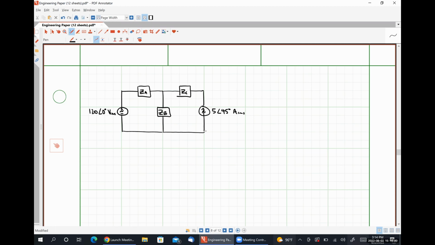What I want us to find are the following things. Average power absorbed by impedance ZA, which reminds me I need to define these things. So let's say ZA is 10 plus J8. ZB is 12 minus J2. And ZC is 8 angle 30 degrees.